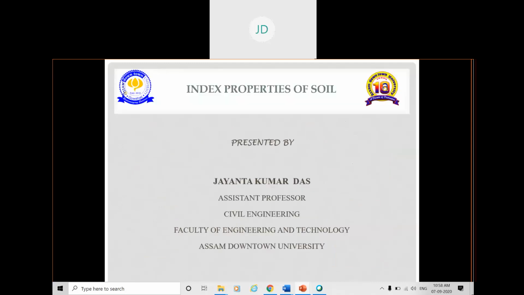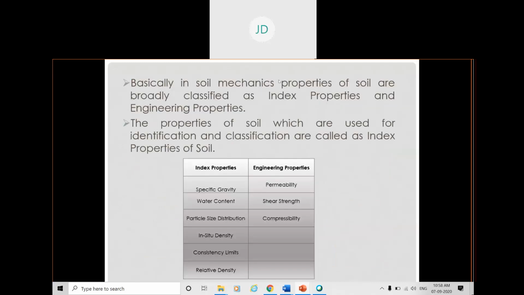In this class, I just want to tell you that soil has two types of property: engineering property and index property. Engineering properties are specific gravity, water content, particle size distribution, in-situ density, consistency limit, and relative density. Other engineering properties are permeability, shear strength, and compressibility; in other words, these are application properties. But to know and identify the soil, you have to know these properties. At least go through these things.